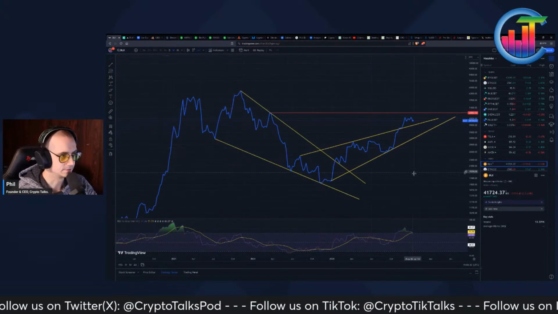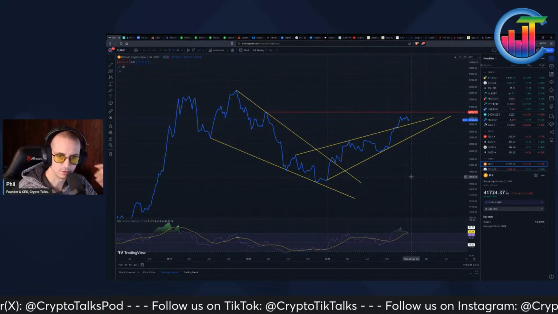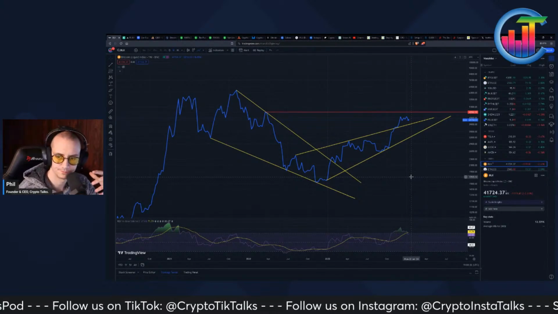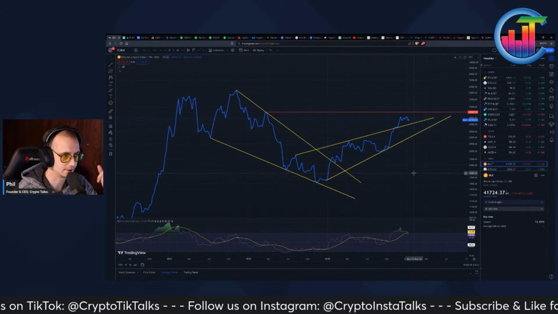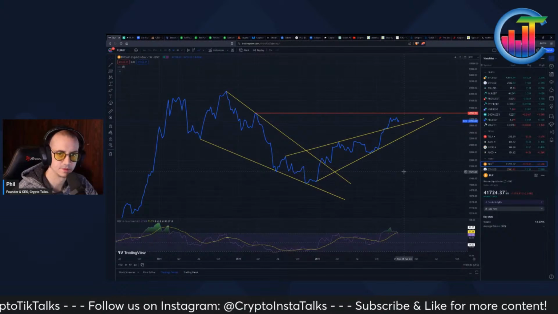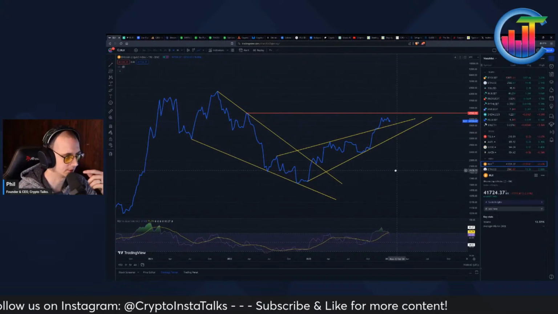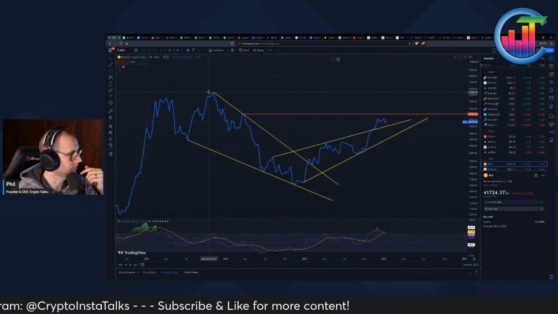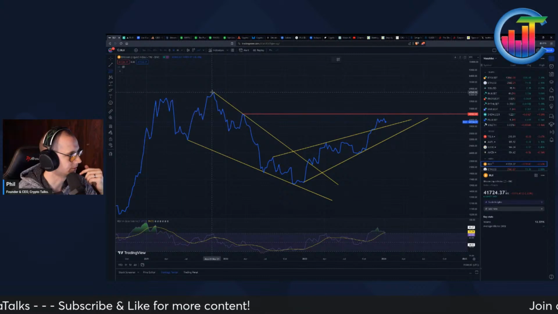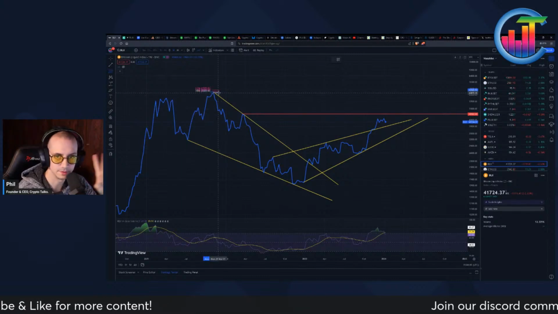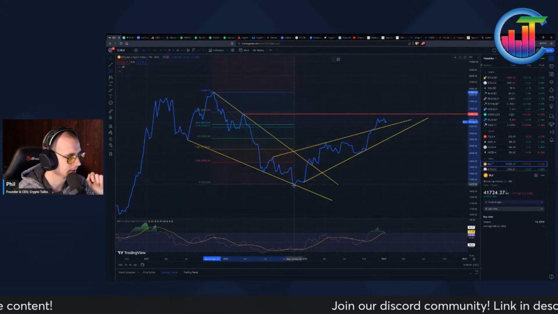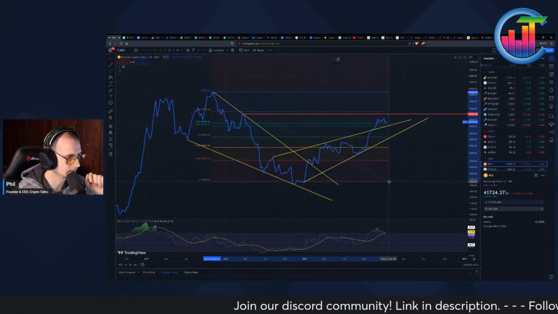Something that I also use for long-term kind of resistance and support lines is Fibonacci retracements and Fibonacci extensions. So what we're going to do here is pull a Fibonacci from this all-time high, which is the weekly close of the all-time high, right? I'm going to pull it all the way down to the weekly close of the bottom.